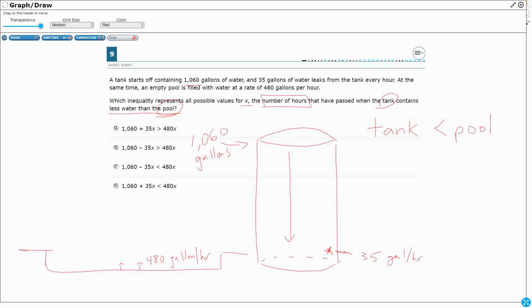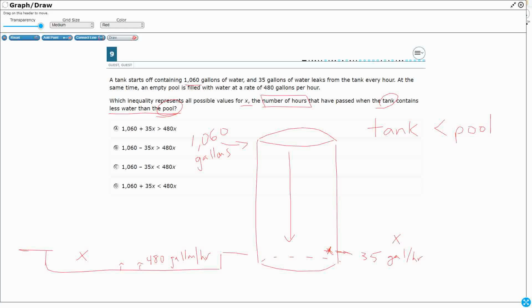I guess we're using the same x on both sides here, because for every hour, 35 gallons are leaking out of the tank. And for every hour, 480 gallons are being filled up into the pool. So we're going to use that same variable there.